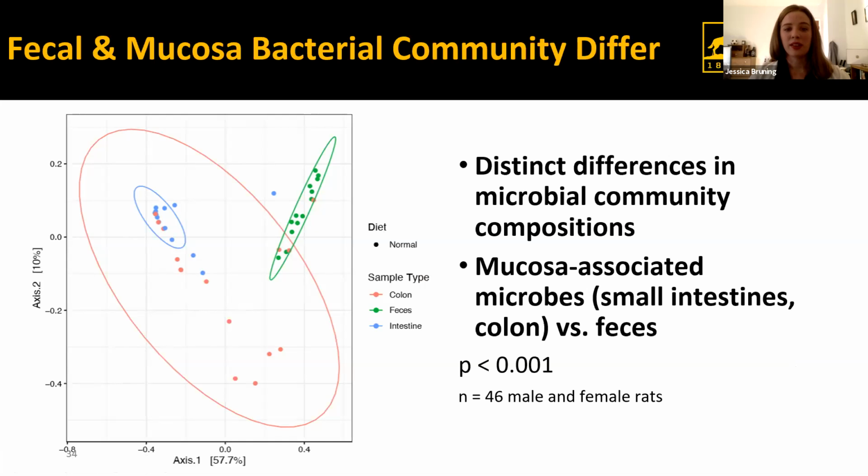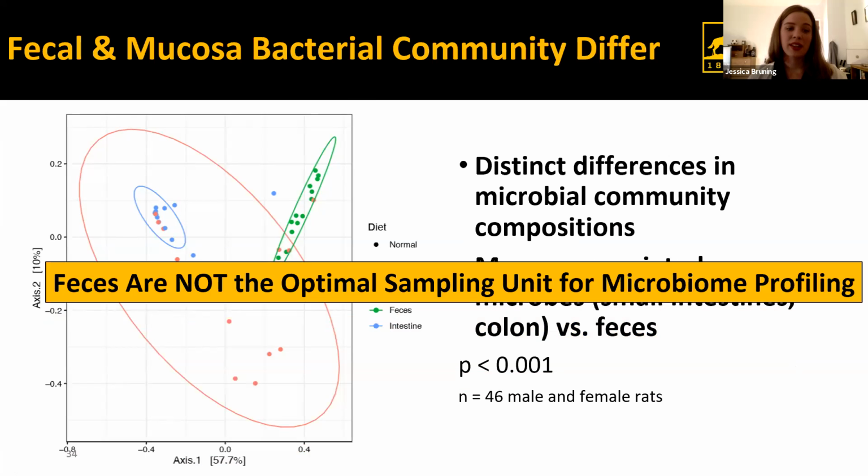So in the green, more often than not, researchers will use fecal samples to determine microbial communities. And then I'm showing that intestine and colon microbial communities are vastly different than fecal sample microbial communities. If you give me one click. So this shows that feces are not the optimal sampling unit for microbiome profiling, and we really need to shift our research. Next.